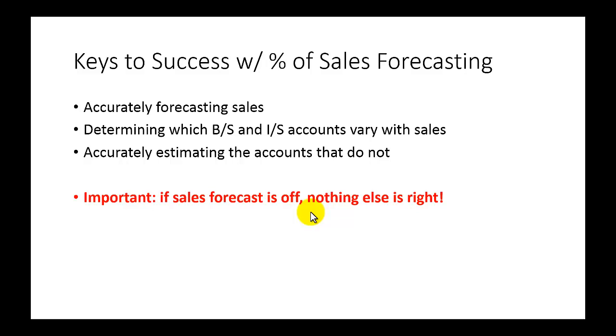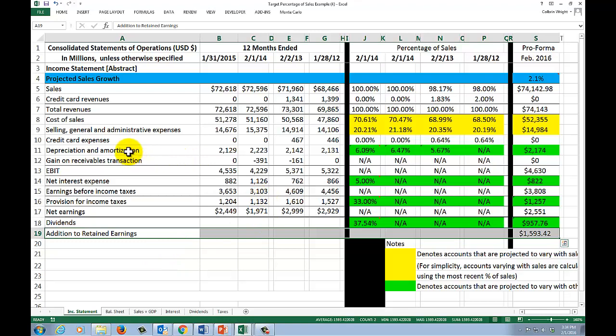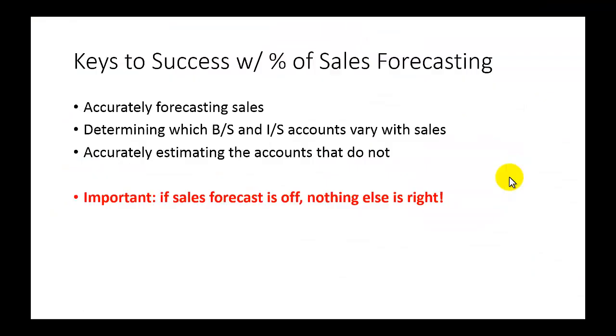The second key is you have to accurately pin down which balance sheet and income statement accounts actually vary with sales. The last key to success with percentage of sales forecasting is having good intuition and good empirical data to help you forecast those other accounts that don't vary with sales. As an example, remind yourselves of how we forecasted, for instance, depreciation and amortization. How did we forecast net interest expense? Right? These are the types of accounts that don't vary with sales, and you have to be good in your intuition and your data in order to make this method work.